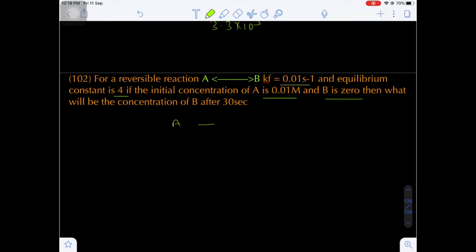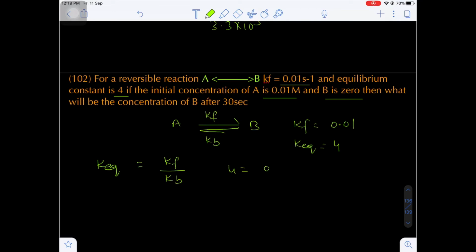After 30 seconds. Let's suppose A gives B. In this, the rate constant for forward reaction is Kf and for reverse reaction it will be Kb. What is the Kf value given in the question? 0.01. Now what is the equilibrium constant value given? K equilibrium is equal to 4. Just now I told you the K equilibrium value equals the rate constant of the forward reaction divided by the rate constant of the backward reaction. Are you getting my point? So 4 equals 0.01 divided by Kb. From here, what is the backward reaction rate constant? 25 into 10 to the power minus 3.